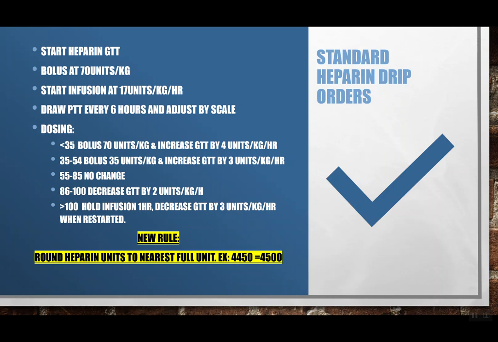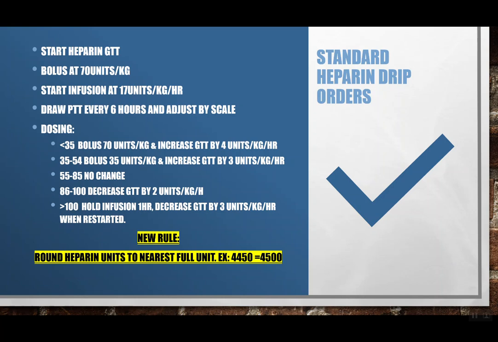So here's your standard order that can happen. Start heparin GTT. Bolus is 70 units per kilogram. Start infusion at 17 units per kilogram per hour. Draw PTT every 6 hours and adjust by scale. And then there is your dosing based on what your PTT is. If it's less than 35, you do this. If it's 55 to 85, there's no change. You have to be able to draw that, understand what the number is, and then make that decision.